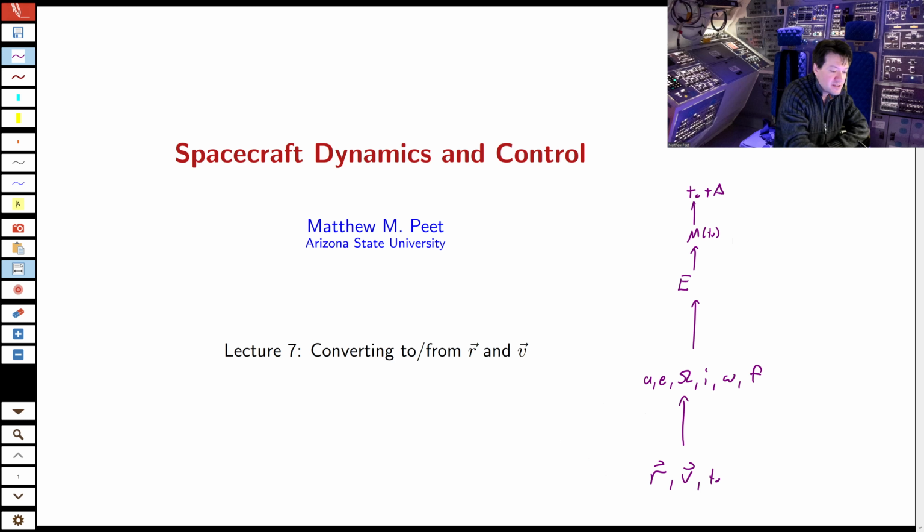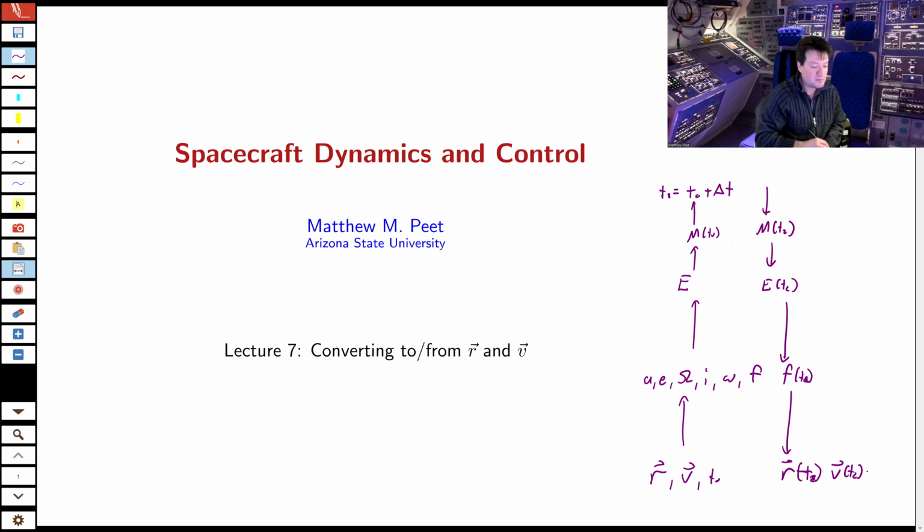And then we're going to add a delta T to that and go back the other way, getting M of T2, E of T2. All the orbital elements except F will be the same, but F will change at T2. That's where we'll stop in part A. And then finally, in parts B and C, we're going to be able to find R vector of T2 and V of T2.